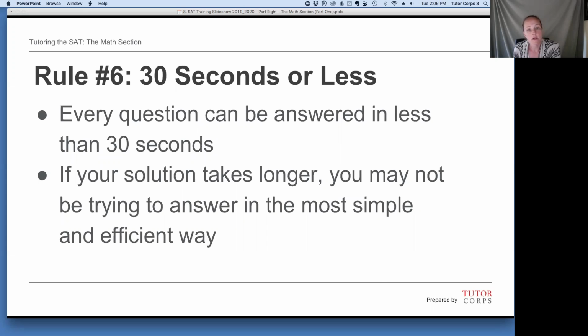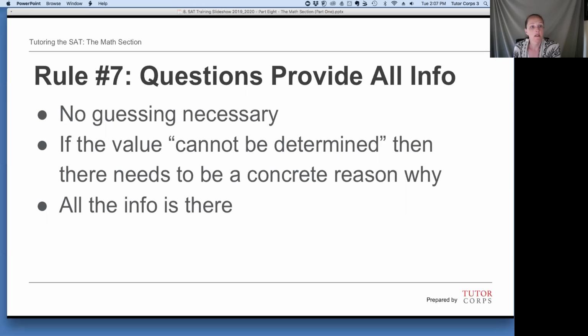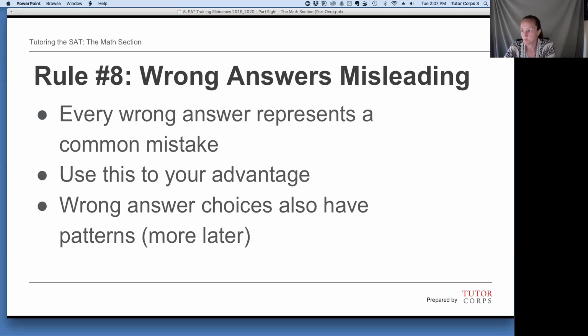Theoretically, every question in the math section can be answered in less than 30 seconds. If the solution is taking longer to come up with, then the student may not be approaching it in the right way. The seventh rule is that all of the information that the students need to solve every math question is provided by the question. Again, this seems obvious, but students don't need to bring in a lot of outside knowledge here. So sometimes an answer choice cannot be determined, and if the student has decided this is the best answer choice, they need to have a good reason for it. So all the information is there, no guessing required.